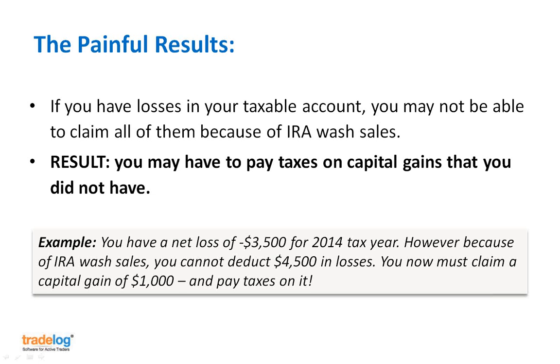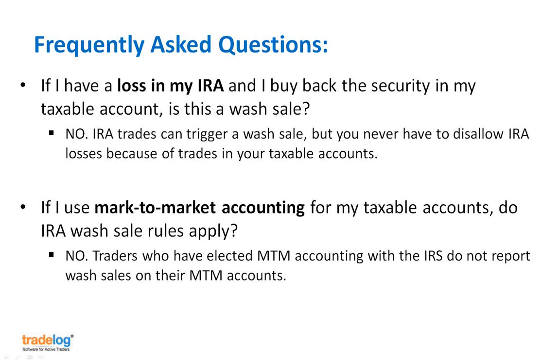So you could see where permanently disallowing those losses can really hurt you, especially if they bump you up into the capital gains. But the reality is no one really wants to permanently disallow losses. If anything, you'd like to be able to carry those over to the next year, even if you reach your cap on your losses that you can take. So there can be some real consequences from the IRA wash sales in your account if you're not aware of what's going on. Now, at this point, I'd like to answer some questions that commonly come up.